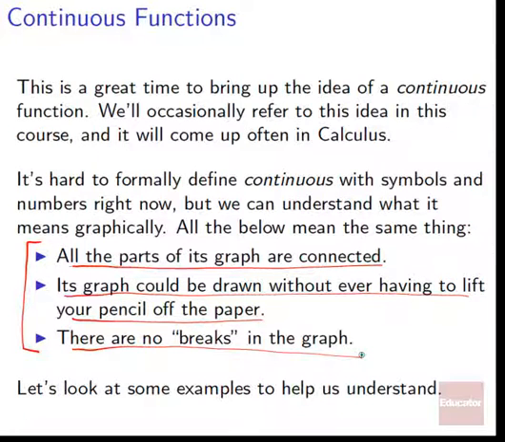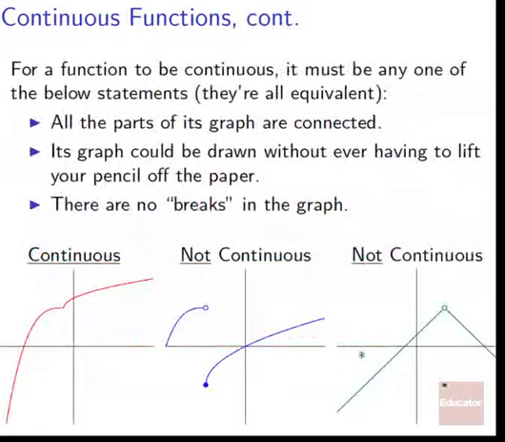The whole thing is connected. It is a continuous flow. It's this nice connected piece of information. Great, let's look at some examples to help us understand this. For a function to be continuous, it must satisfy any one of the below statements. We just said them, let's say them again. The parts of its graph are connected, the graph could be drawn without ever lifting your pencil or pen off the paper, and there are no breaks in the graph.